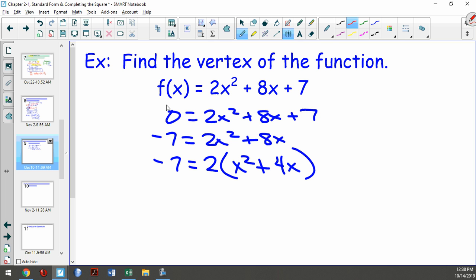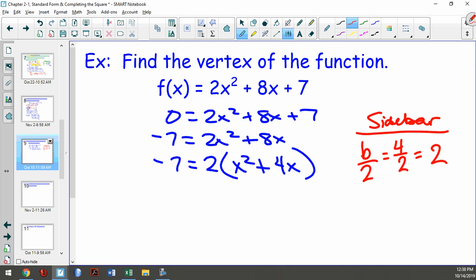Sidebar. So we're going to come over here to our sidebar and we're going to do some calculations. We're going to take our b value and divide it by 2. What is b? Divided by 2 gives me. And what am I going to do with that? I'm going to square that, and that's going to give me a 4. And where am I going to drop that 4 at?